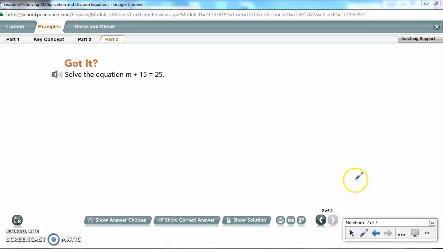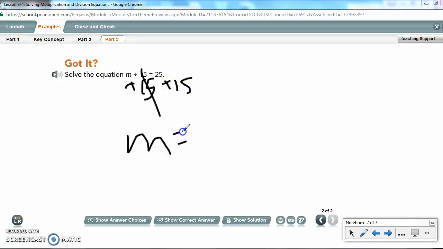Solve the equation M divided by 15 equals 25. What's the opposite of divide? The opposite of divide is multiply. On both sides, I need to see that you're multiplying by 15. So I get M is equal to 25 times 15. What's 25 times 15? Copy this down.